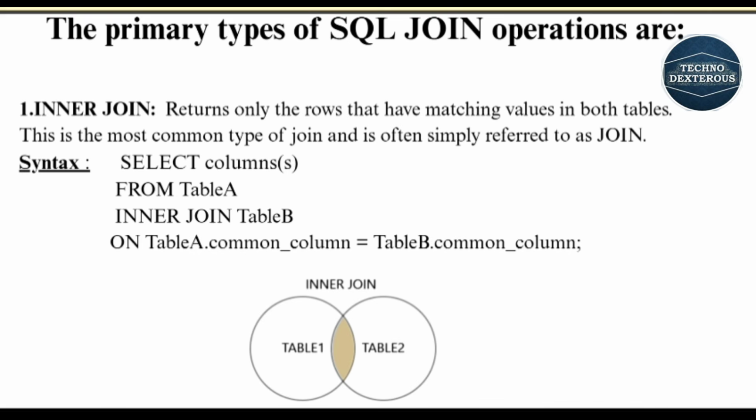Firstly, we understand what is inner join. Inner join fetches only rows with matching values in both tables. If no match, then no record is shown. The inner join is best when you only want records that exist in both tables. Here is the syntax of inner join. Select column from table A inner join table B on table A common column equal to table B common column.